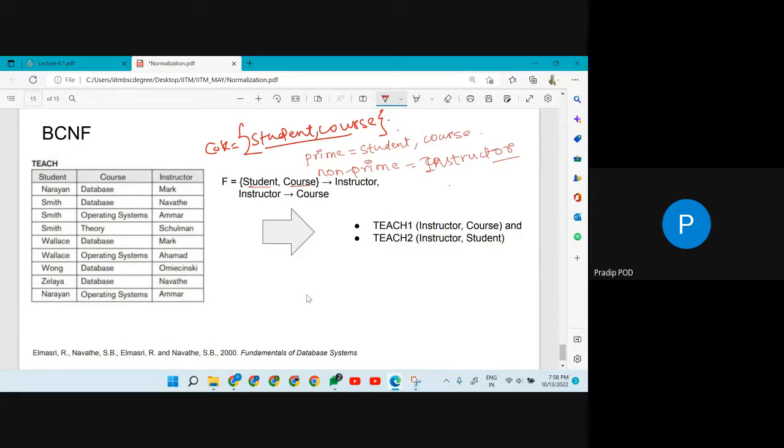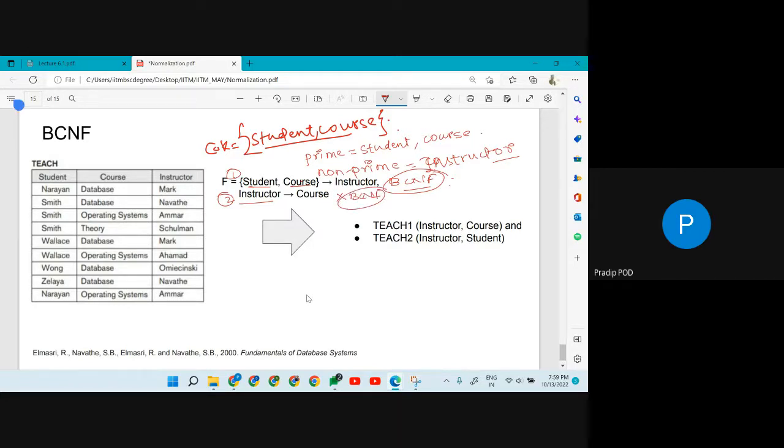For that, you have to check the first functional dependency and the second functional dependency, whether the left hand side is a super key or not. The student course is a candidate key, so it is a super key, right? So it satisfies the BCNF condition. But here you can see, is instructor a super key? No, it is not a super key. Then you can say this is not in BCNF, right?